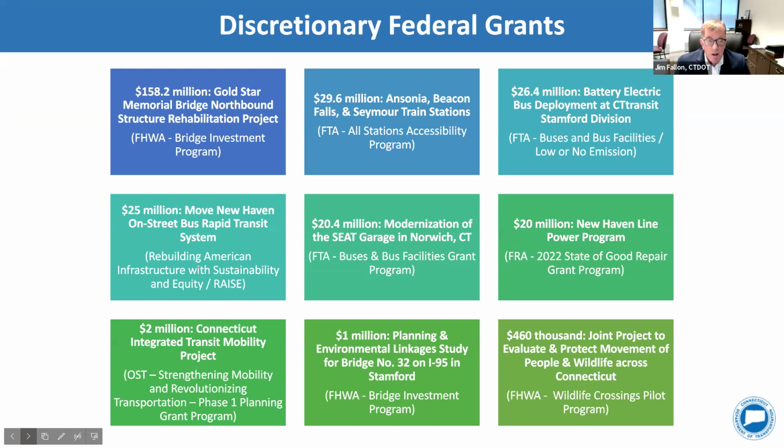These are grants that we have been successful in receiving, from $158 million for the Gold Star Bridge to some other funds on the Waterbury line, as well as some battery electric bus and a multitude of other discretionary grants. Go to the next slide.